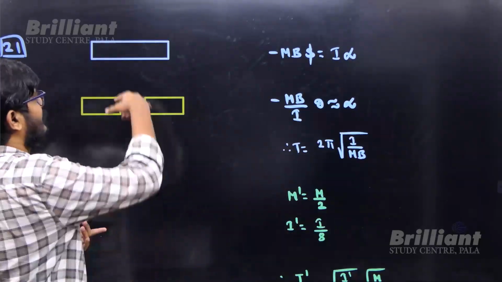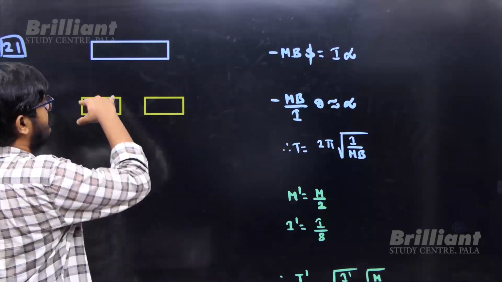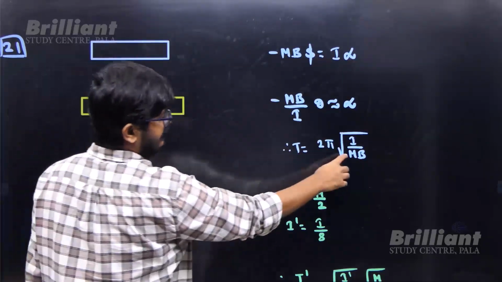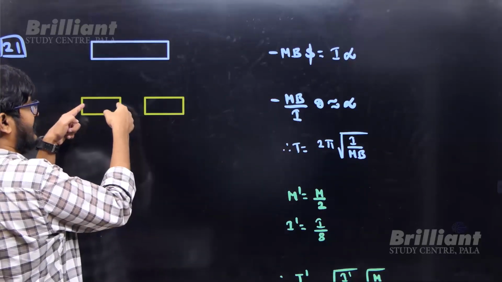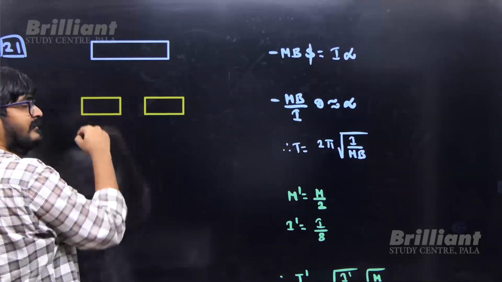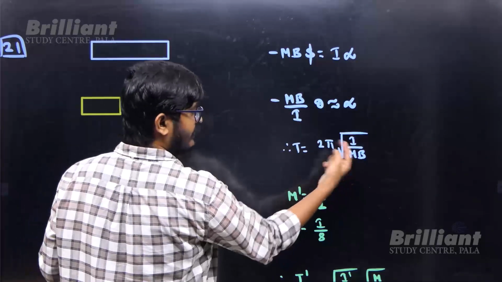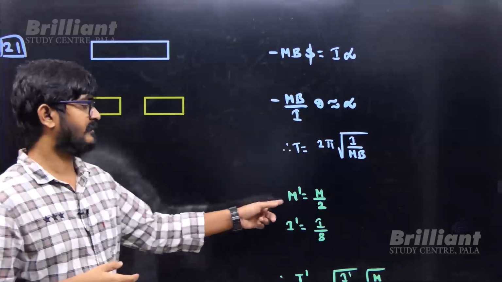Now what is changing from here to here? The dipole moment is changing, because dipole moment is magnetic charge times length. The magnetic charge remains the same, length is becoming half. So the new m will become half of the old m.